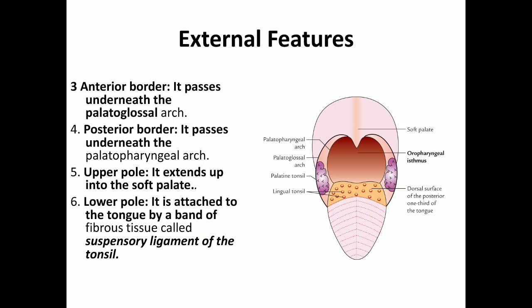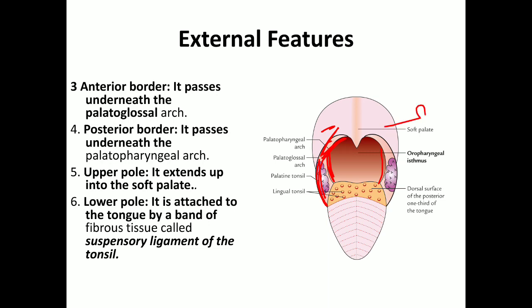Now the other external features, anterior border of the tonsillar fossa or anterior border of the tonsil, it is related with the palatoglossal arch which contains the palatoglossal muscle. Posterior border of the tonsil is related with palatopharyngeal arch that contains the palatopharyngeal muscle. Upper pole of the tonsil, it is extending up to the soft palate. Here this is the soft palate.